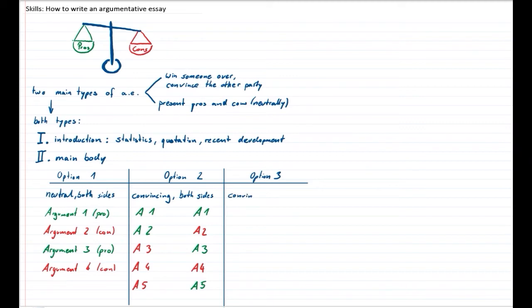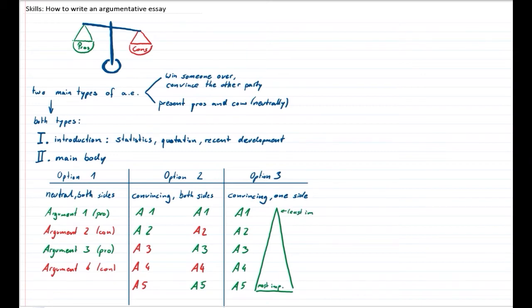So if you're against something, then the last argument should be a contra argument. For option 3, you try to convince someone, win someone over, and you only show one side. To achieve that, you can show only pro arguments, for example. Start with the least important argument and end with the most important one. It should look like a pyramid.